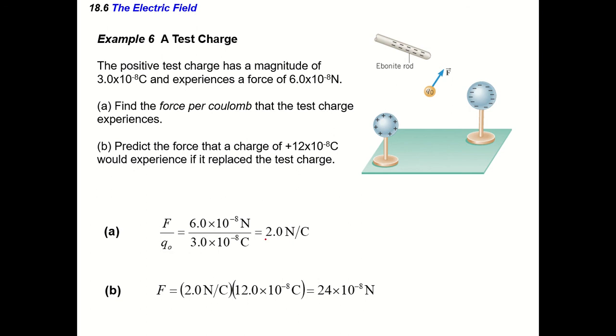So this is the force per coulomb, multiplied by this charge, but this is replaced by this. And this gives us 24 times 10 to the minus 8 Newton. So what happens is that the force has increased. All right, so I hope you have understood the basic calculation in the class.